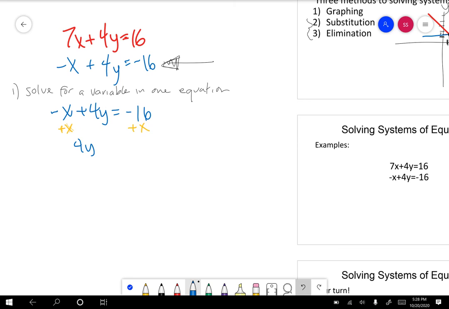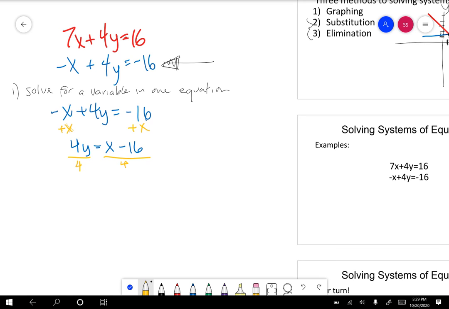So on that side, we're left with 4y equals x minus 16. Okay, the x was positive because we were adding it, and the 16 is negative, so we're subtracting it. We still need to get y by itself though, so right now it's being multiplied by 4. We would divide by 4.